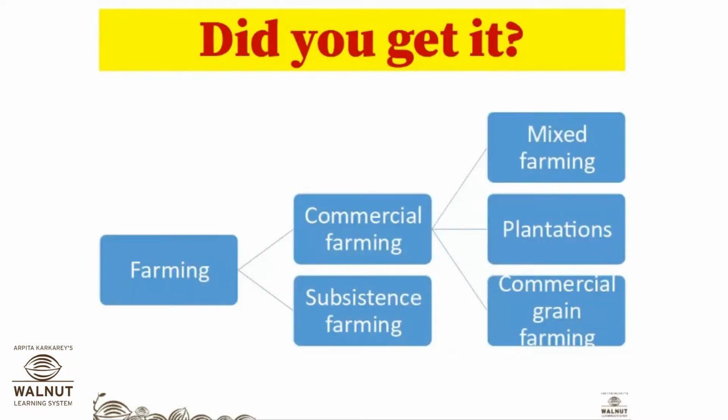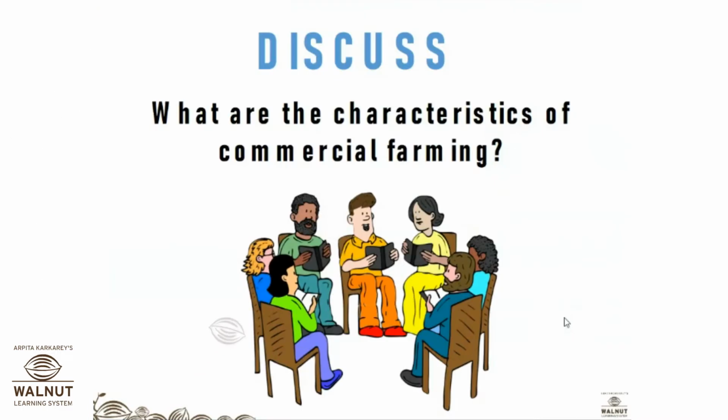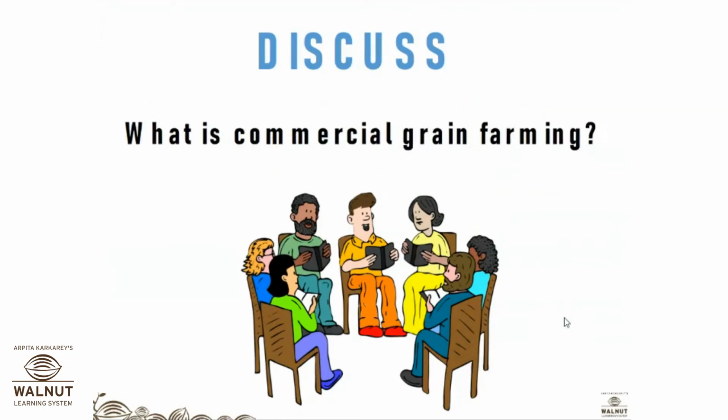So we'll move ahead. We have seen the types of farming. So it is there all in one diagram, a tree diagram. Farming, commercial farming, subsistence farming. Commercial farming is divided into mixed farming, plantation farming, and commercial grain farming. Now we'll discuss the question answers about it.